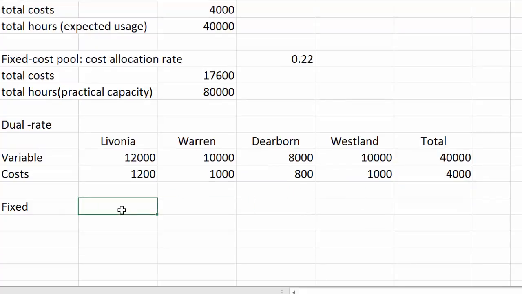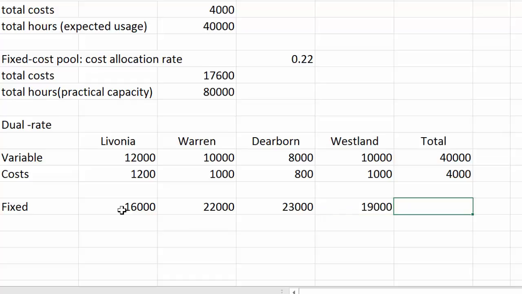For the fixed, we are going to use a practical capacity in hours, so it's going to be a different set of numbers. So we have 16,000, we have 22,000, we have 23,000, and we have 19,000. If you add them together, you're having 80,000.